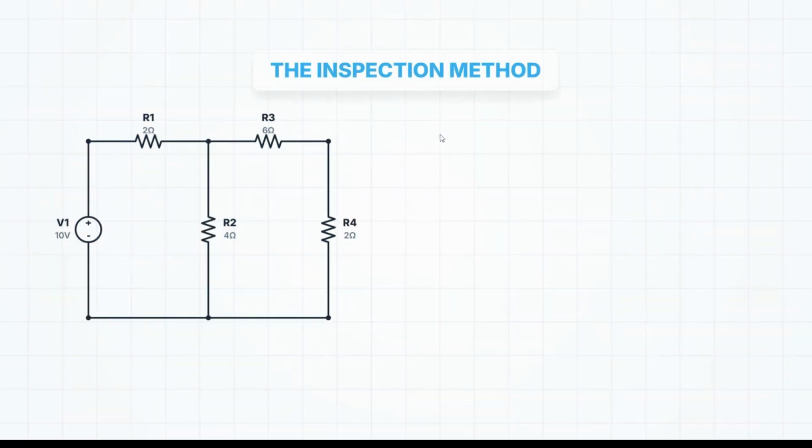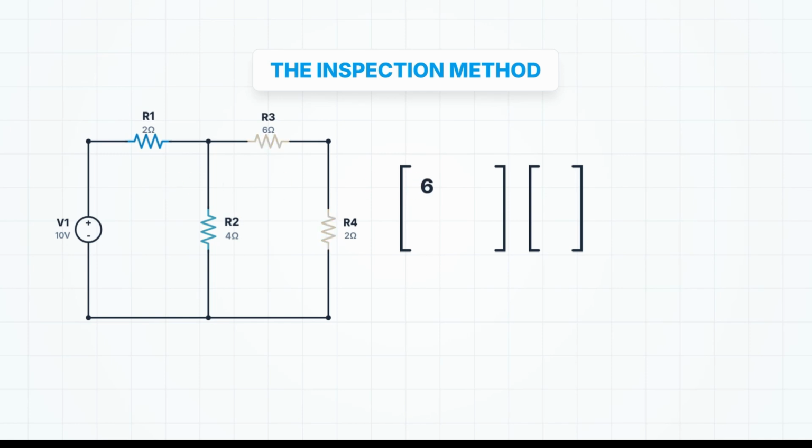Now you could write out KVL equations for every loop and do the algebra, or you can use the inspection method. If your circuit has only voltage sources and resistors, you can fill a matrix directly by just looking at the circuit. No algebra required. Let's build a 2x2 matrix. First, the diagonal elements. Row 1, column 1, and row 2, column 2. This is the sum of all resistors in that specific mesh. Does mesh 1 have a 2 ohm and a 4 ohm resistor? Put 6 in the first box.